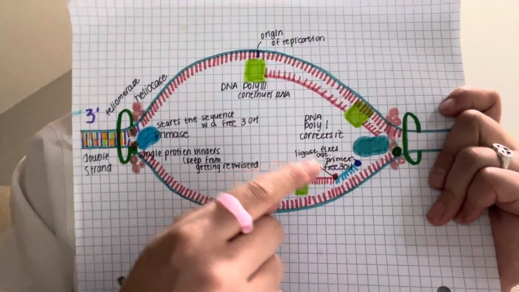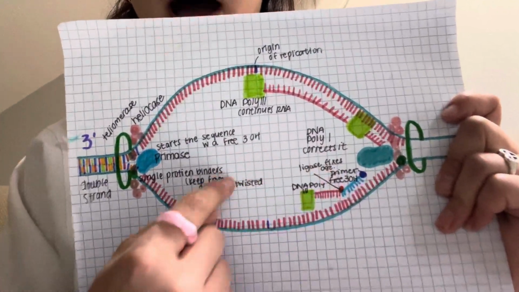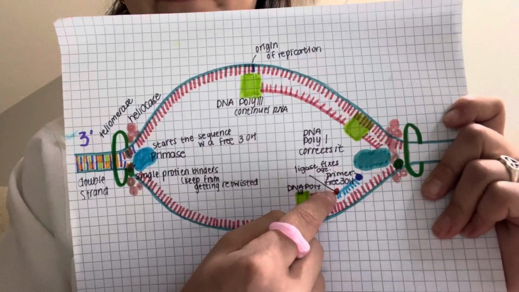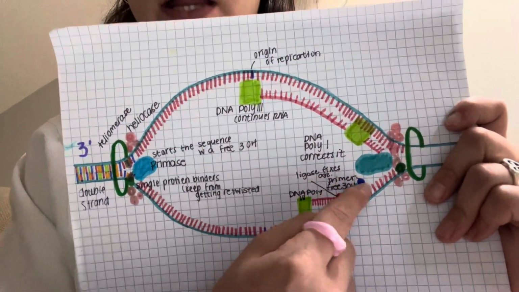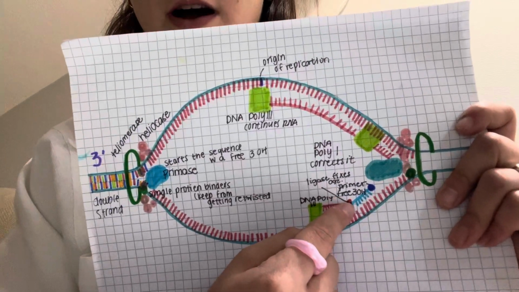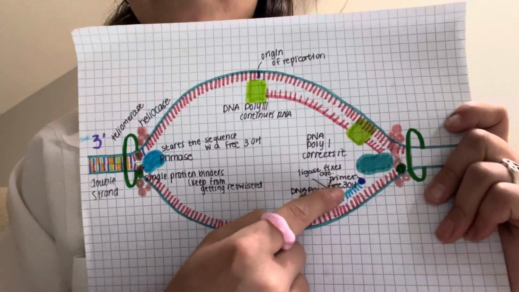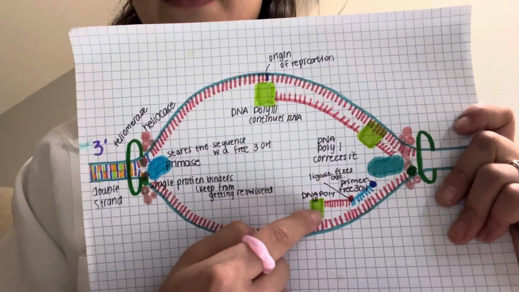However, for the lagging strand, because it's backwards and it starts with 5', not 3', it needs a primer, and the primer starts it off with Okazaki fragment segments, and these are continued on by DNA polymerase 3.